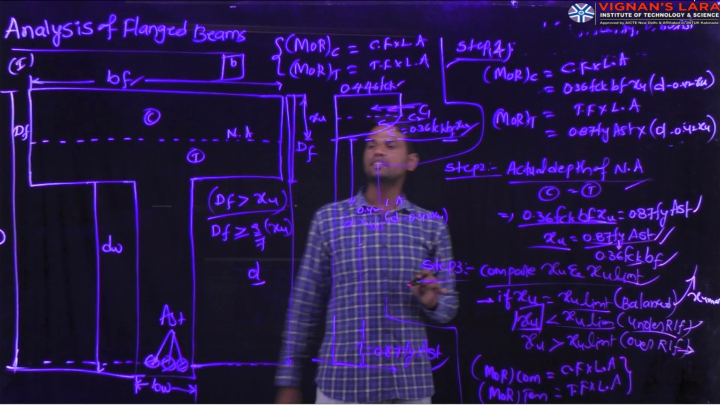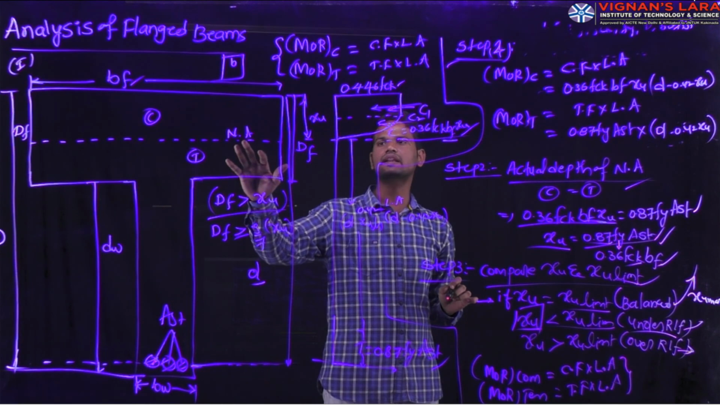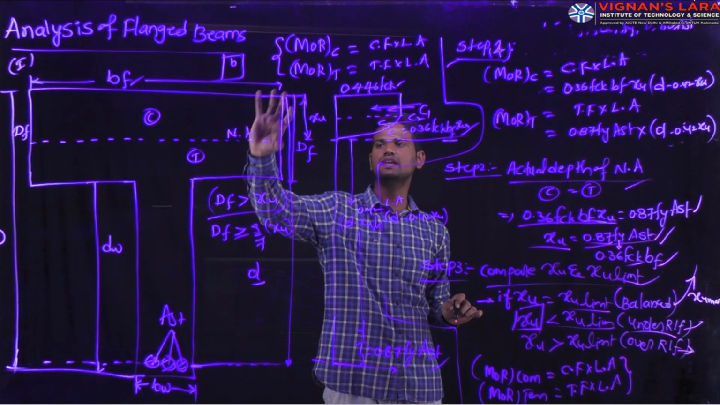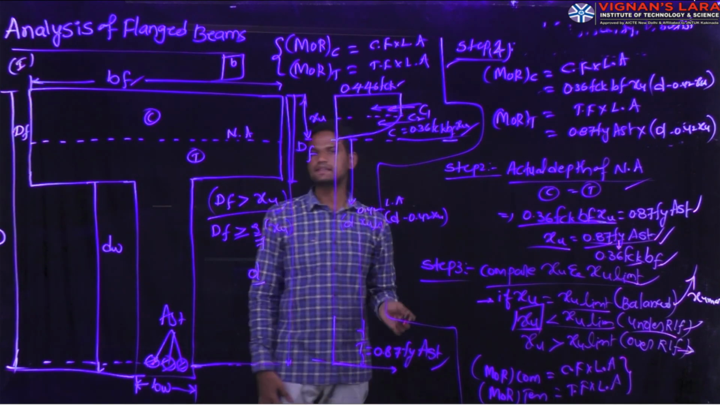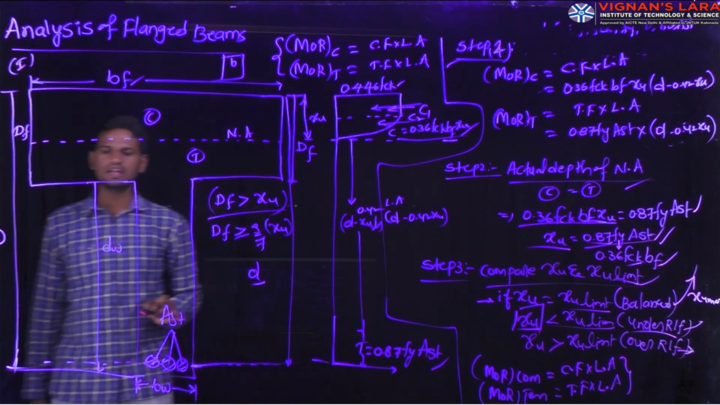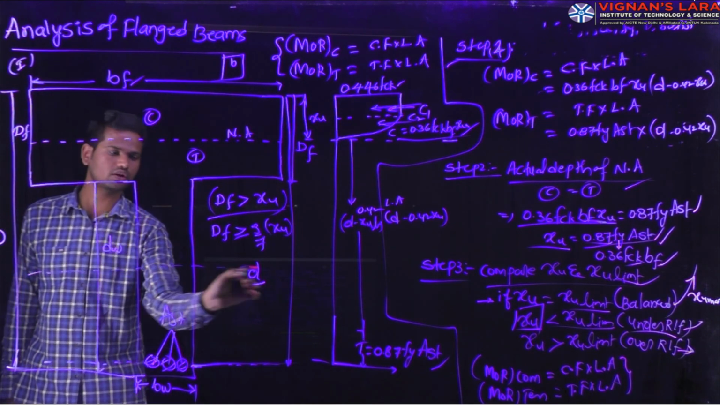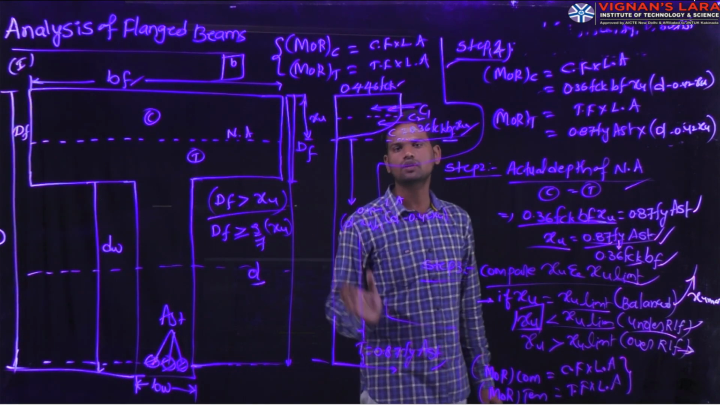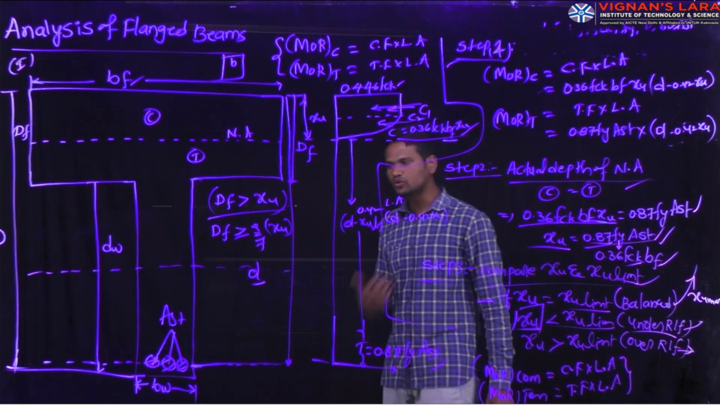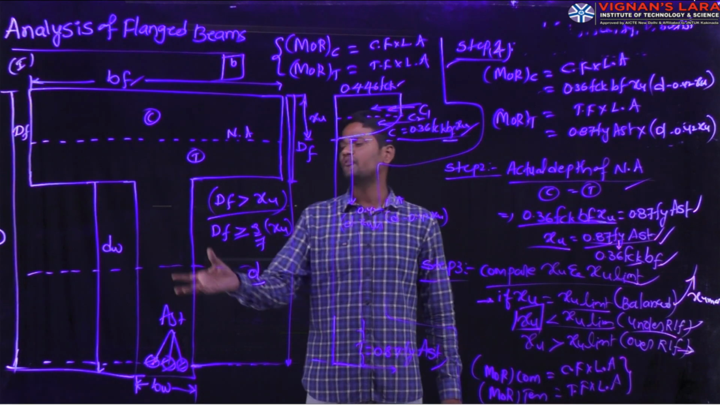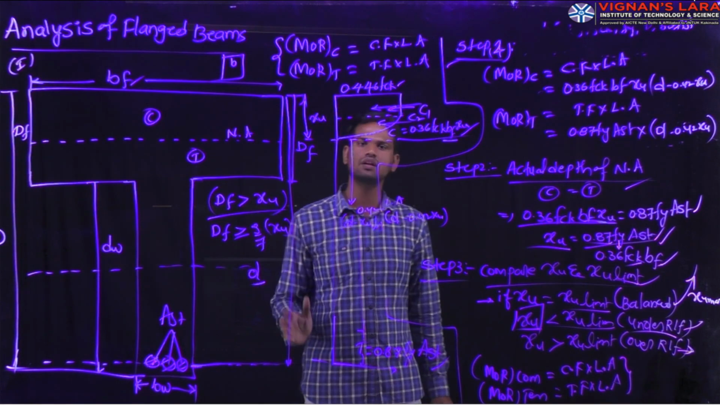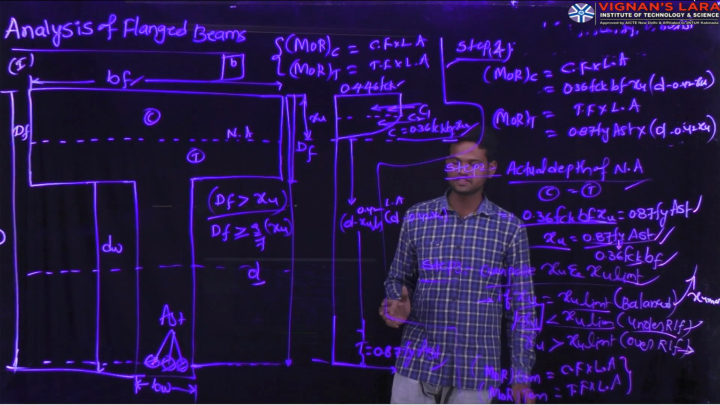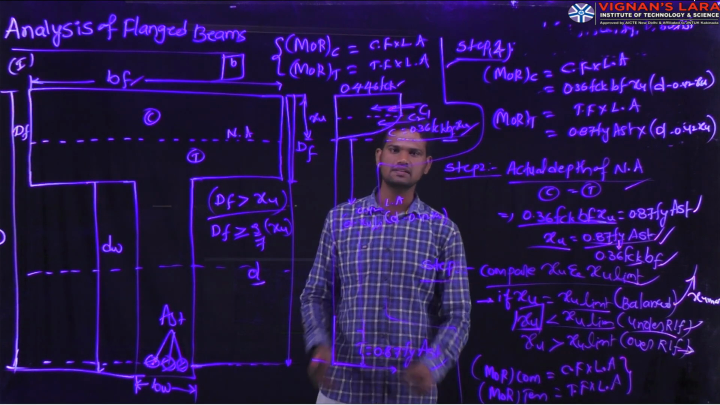This is the complete analysis of the flanged beam when the depth of the neutral axis is greater than the depth of the flange. This is the depth of the flange; this depth of the flange is less than the depth of the neutral axis. Next we have one more condition: suppose the depth of the neutral axis lies within the flange, or the neutral axis is here in the web portion. How the total compressive force and total tensile force act on the beam, and how the moment capacity of the section for compression as well as for tension works, we'll see in subsequent lectures.